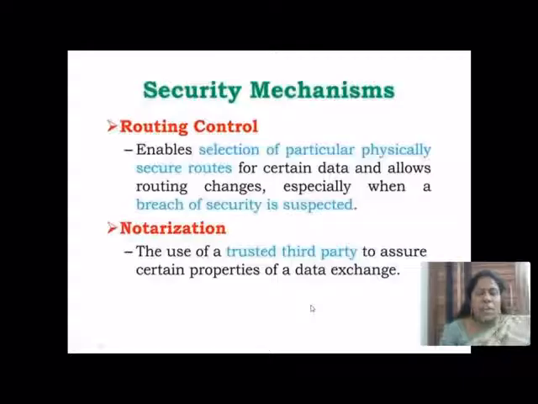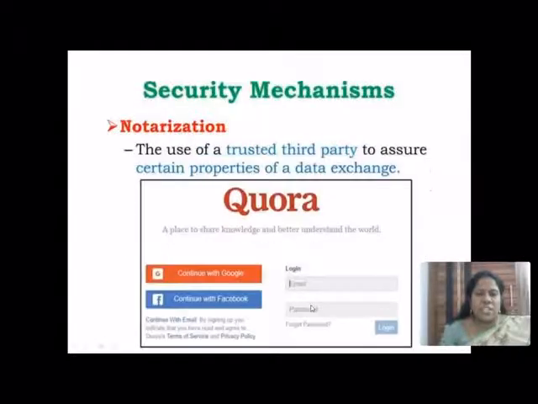Next one is routing control. It enables selection of particular physically secure routes for certain data and allows routing changes, especially when a breach of security is suspected. And the final one is notarization. It is the use of a trusted third party to assure certain properties of a data exchange.